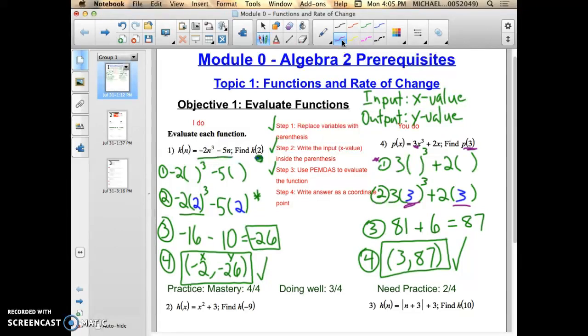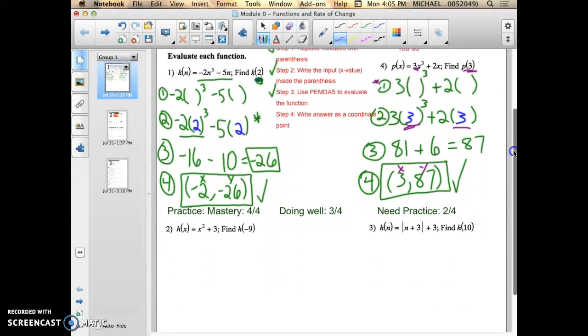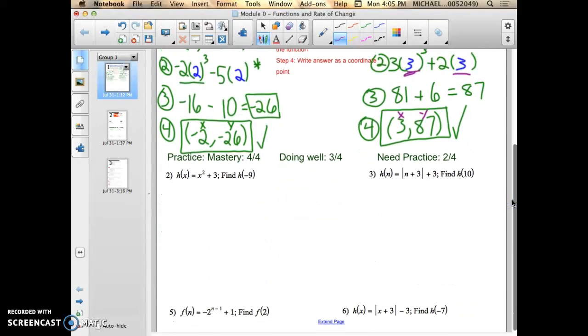Third step is I actually do the math behind it. 3 cubed was 27, times 3 is 81, 2 times 3 is 6, so 81 plus 6 finally is 87. And finally, (3, 87) is my coordinate point, where 3 is my x value, 87 is my y value. So again, if your work doesn't look like this, please raise your hand so we can go over it together. At this time, if you've done number 4 correctly, you are ready to practice these 4 problems down here. Your goal should be a max of 3 to 4 out of 4.